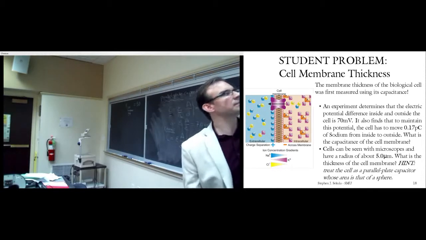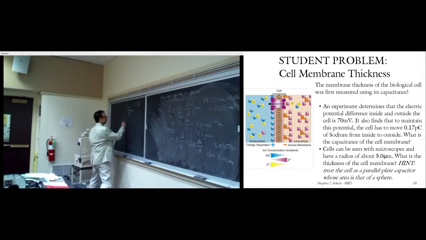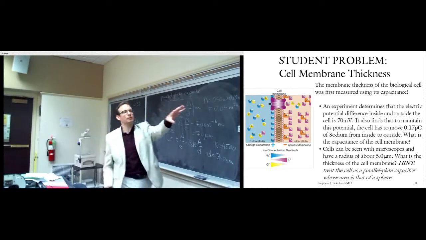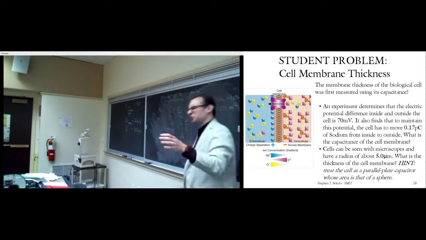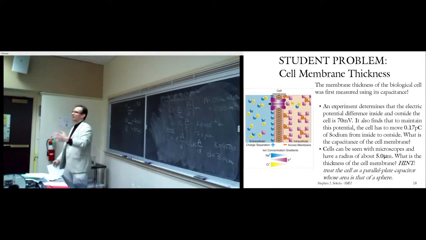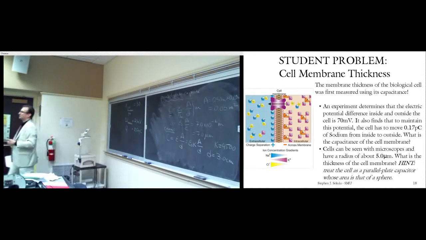And the typical cell has to move something like 0.17 picocoulombs of charge. So the delta V across the membrane is 70 millivolts. And the charge that has to be moved and separated in order to achieve that is roughly 0.17 picocoulombs. Okay? It was much easier to do experiments to assess these things. You could take blood cells, dilute them, put them in an experimental apparatus, and figure out the capacitance by making assumptions. All right? So, first thing I want you to do, calculate the capacitance of the cell membrane.